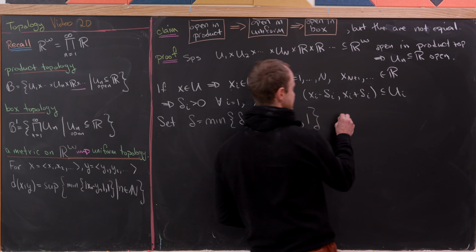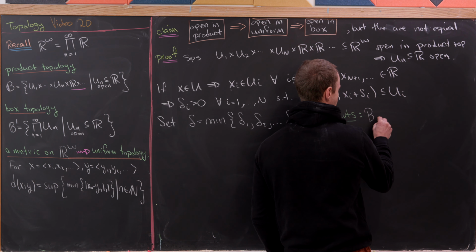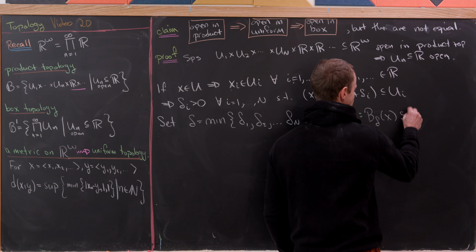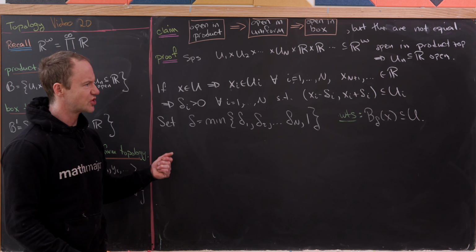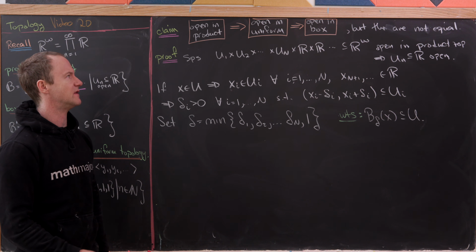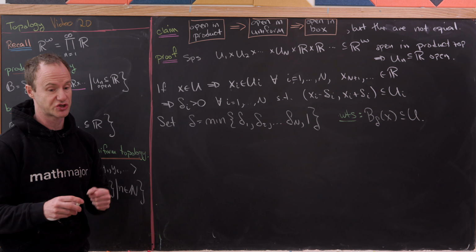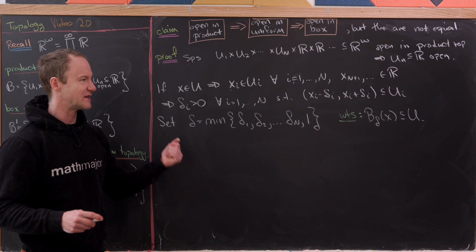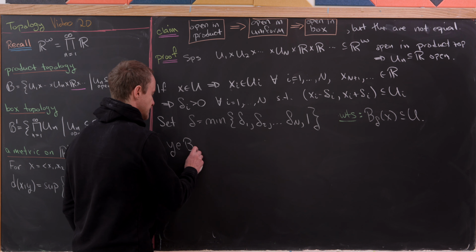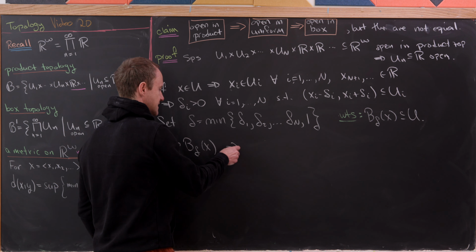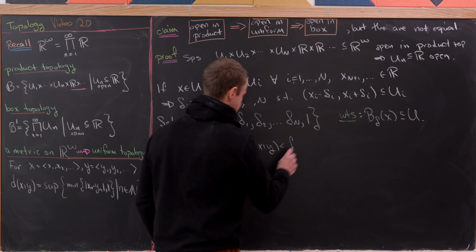And now to finish this thing off, what we want to show is the following. And that is that the ball of radius delta centered at x will be contained inside of U. That's what it would take to show that this U is also open in the uniform topology, assuming that it was open in the product topology to start with. So we'll do that just by chasing elements from one side to the other. So let's take a y which is in the ball of radius delta centered at x. But now let's notice that that means that the distance between x and y is less than delta.